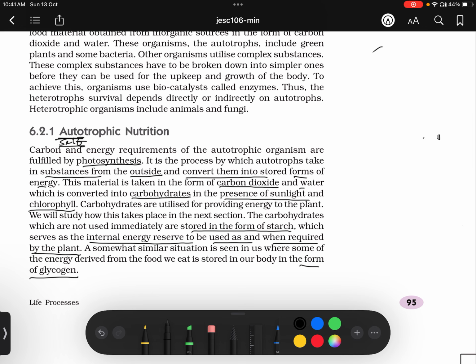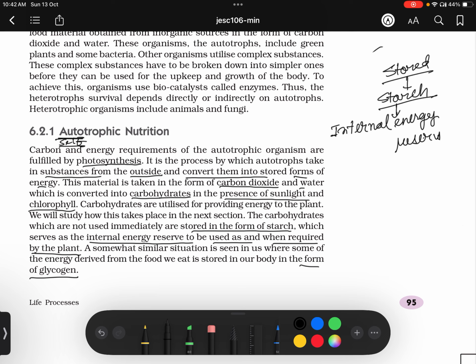Now coming to the next line, carbohydrates are utilized for providing energy to the plant, as I have already told you. And the carbohydrates which are not utilized immediately are stored in the form of starch, we have discussed already, which serves as the internal energy reserve to be used as and when required by the plant. That means this starch, the stored form starch, is the internal energy reserve. Internal energy reserve. What does this mean?